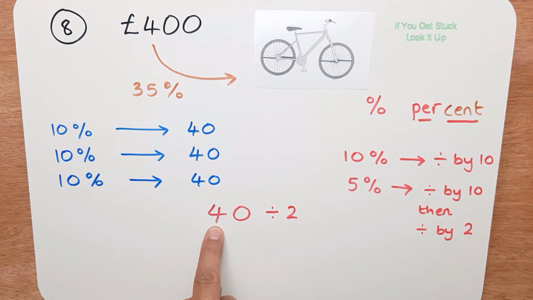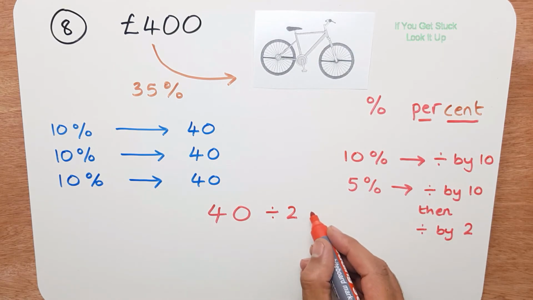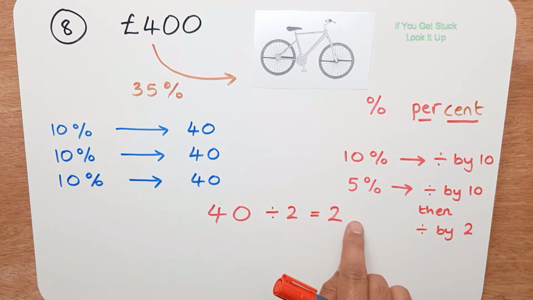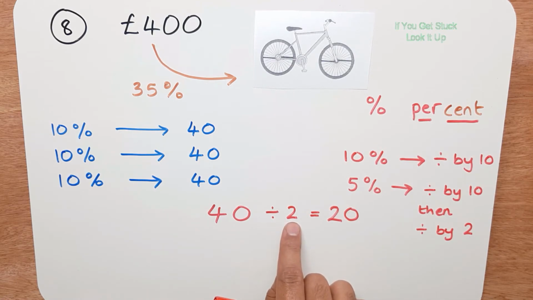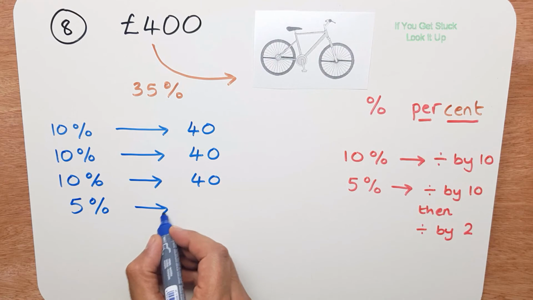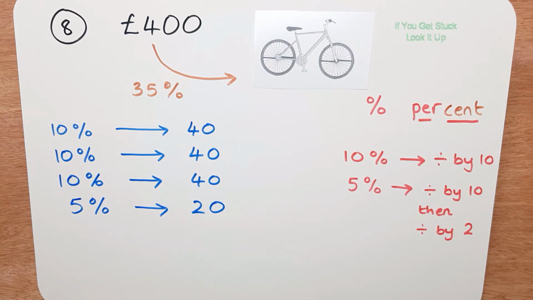Now, because 4 is even, we can try a shortcut in our head. So let's hide this 0. So what is 4 divided by 2? 4 divided by 2 is 2. And this 0 that we hid here, let's return that. So 40 divided by 2 is 20. So I know 5% will be 20. Now I have 10, 20, 30, 5%.